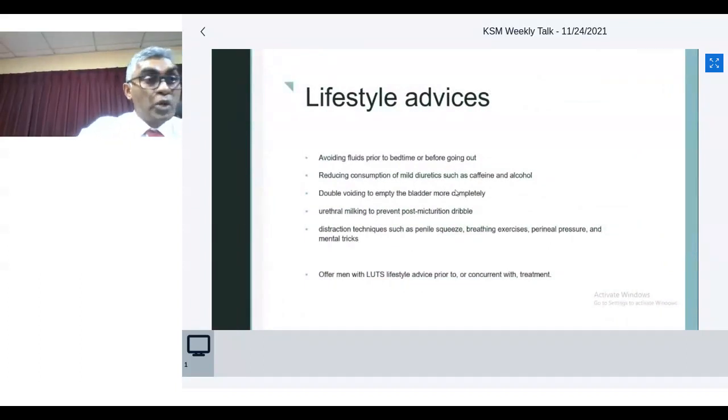Avoiding fluids towards the evening, because when you have nocturia, we should avoid the fluids towards the evening. If they are taking furosemide at night for their heart disease, then we can ask them to take it around afternoon, and then it will reduce the urine production at night. And ask them to double void if they are feeling that they are having an incomplete emptying, or if they are having a significant amount of residual urine. We can also teach them how to prevent dribbling at the end of urination. So we can teach them distraction techniques to avoid going to the toilet when they feel the urgency to go there. So these lifestyle advices can go hand in hand with the treatment or with them alone.